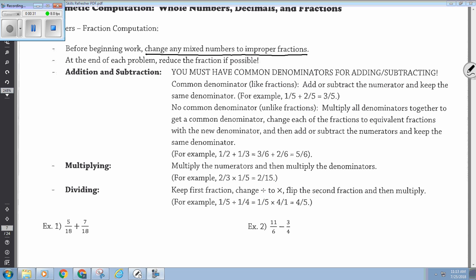Then keep in mind that at the end of each problem, reduce the fraction if it's possible. Never leave a fraction unreduced. Always reduce it if you can do it.